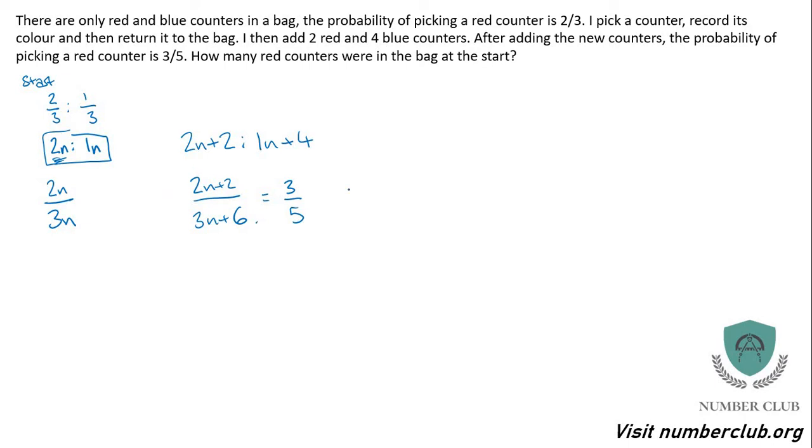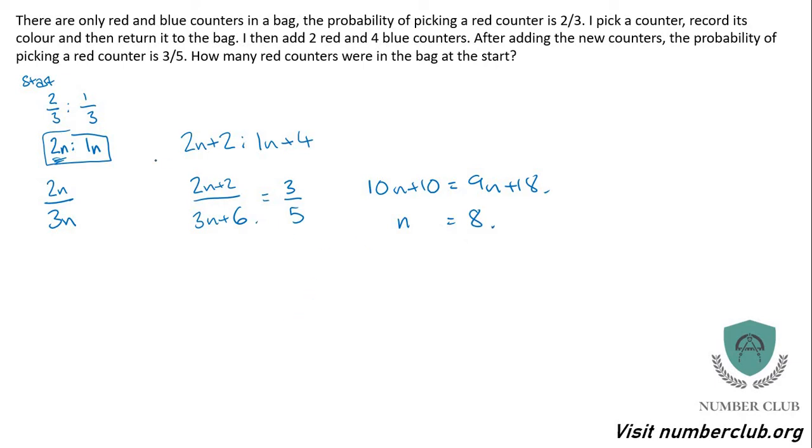So take a good look at it. It's not easy. This is the total amount of red counters now. This is the total amount of counters now. We don't know exactly what n is, but we do know that once we do this 2n plus 2 and we do the total at the denominator, we'll get 3/5. So the next step is just to solve. Now I'm going to multiply it up by 5 here, and I'll multiply it up by 3n plus 6, and I'll end up with 10n plus 10 is equal to 9n plus 18, which means that n is equal to 8.